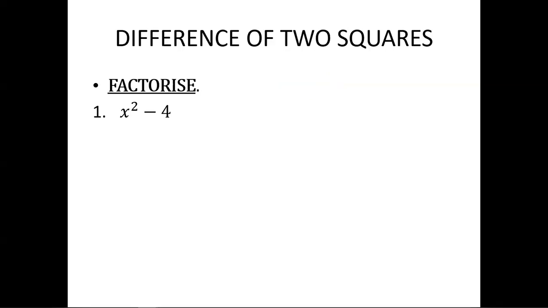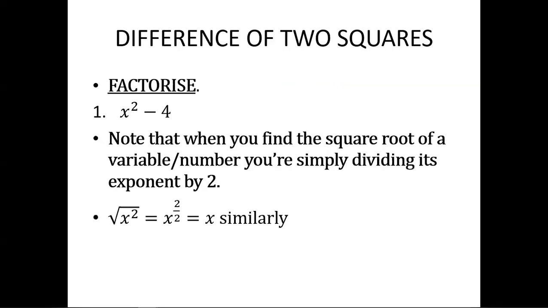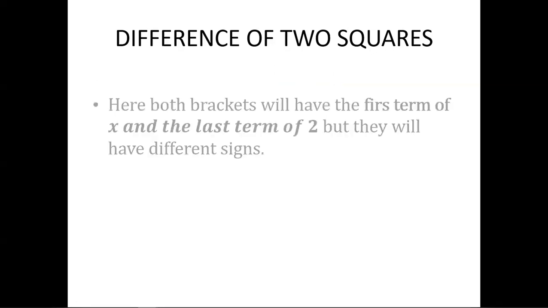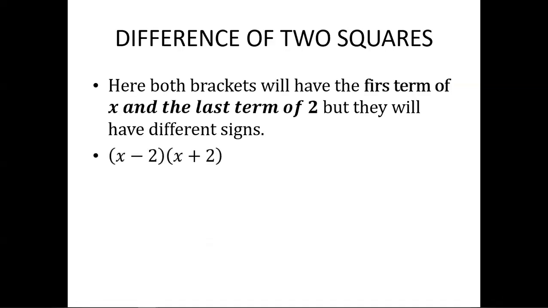Note that when you find the square root of a variable or a number, you're simply dividing its exponent by 2. We've spoken about this under exponents. Similarly, if I have the square root of 4, it'll just give me 2. For that one, it's just a perfect square. You will know that it'll just give you 2. And as I've said, in the first bracket, we're going to have x minus 2. In the second bracket, we're going to have x plus 2. Or someone could have started with x plus 2, and in the second bracket, you have x minus 2. That's still correct, okay? Here, both brackets will have the first term of x and the last term of 2, but they will have different signs.